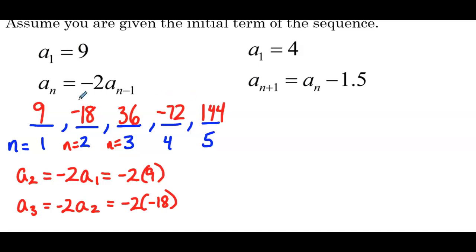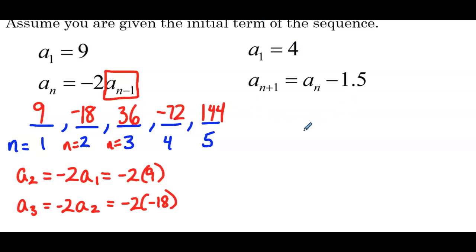Okay, one way to recognize that pattern is to put a box around that previous term, a sub n minus 1. So essentially we're putting 9 into this a sub n minus 1, multiplied by negative 2, get negative 18. Then negative 18 goes in, multiplied by negative 2, 36. And we continue that pattern forward.